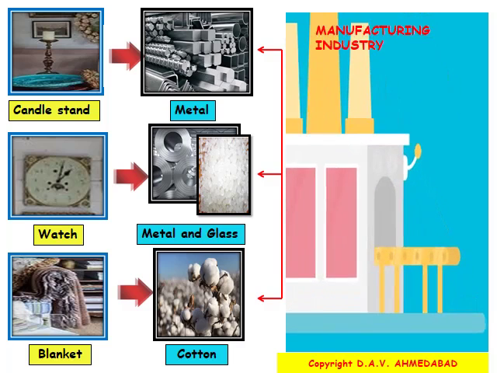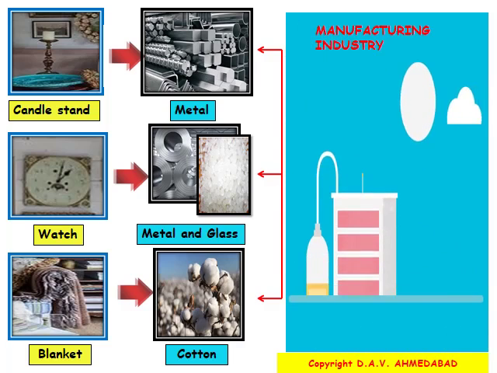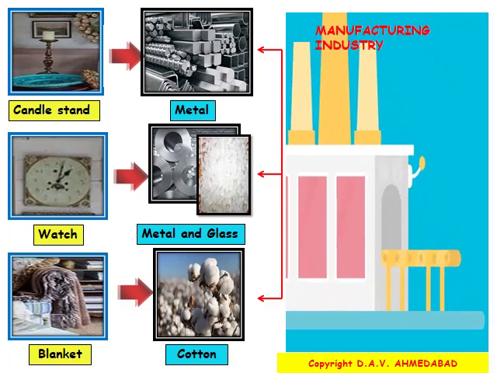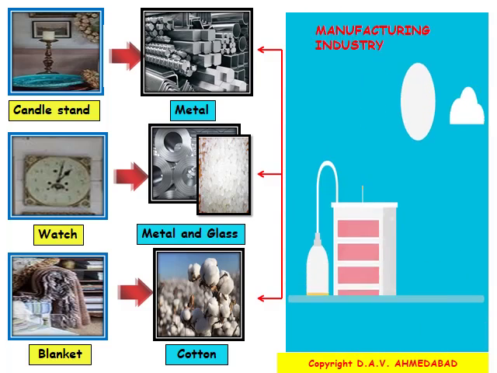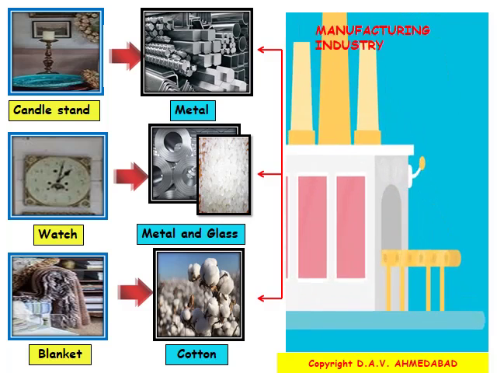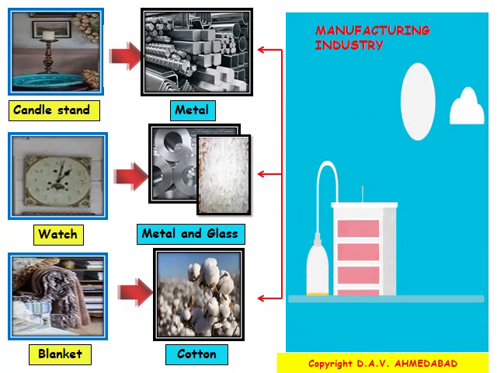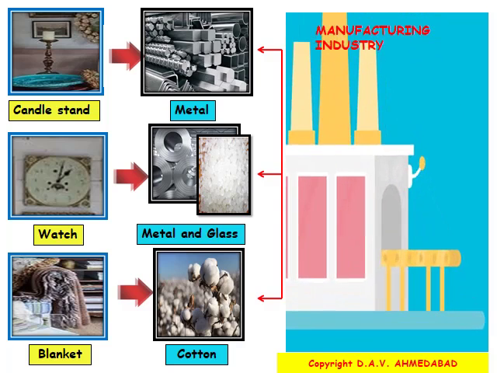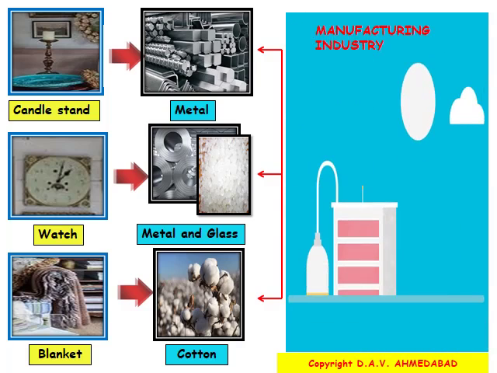Students, from the image, you found a candle stand, a watch and a blanket. But do you know what they are made of? Well, a candle stand is made of metal. A watch is made of metal, glass and other components. While a blanket is made from cotton. But do you make it yourself? No, we don't make it ourselves. We get all these things manufactured in an industry.